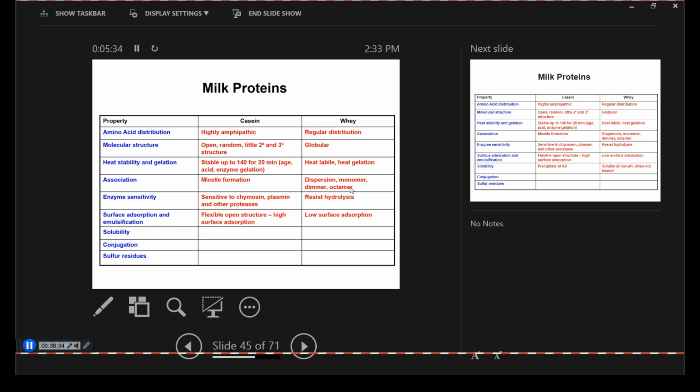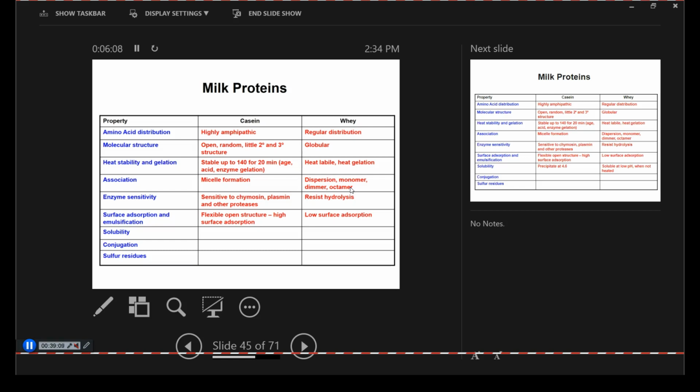Surface adsorption. Caseins are flexible, open structures, so they have high surface adsorption, whereas whey has low surface hydrophobicity, so you have low surface adsorption for whey protein unless it is denatured. So casein is a natural emulsifier, whereas whey, you need to denature or partially denature it for it to emulsify.